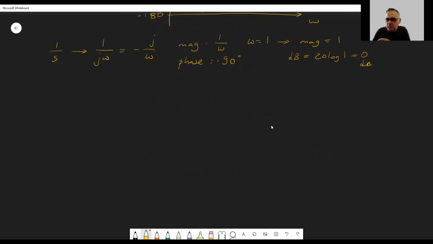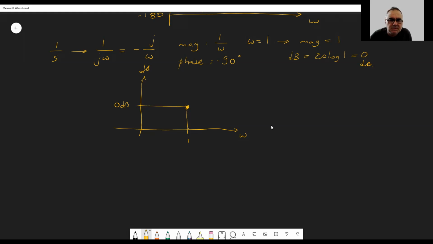So you are going to have the following. I'm just plotting the magnitude now. Let's say this is omega. Let's say this is 1. And let's say that this is 0 dBs. This is where you have your 1 point in your magnitude plot. This is the dB plot, let's say.